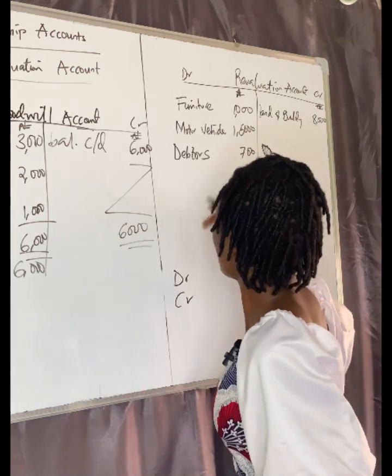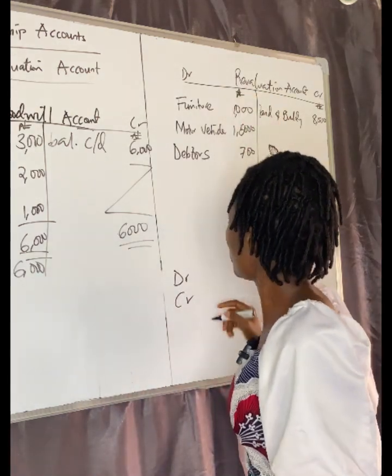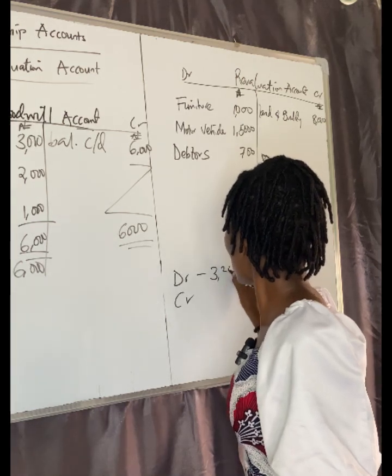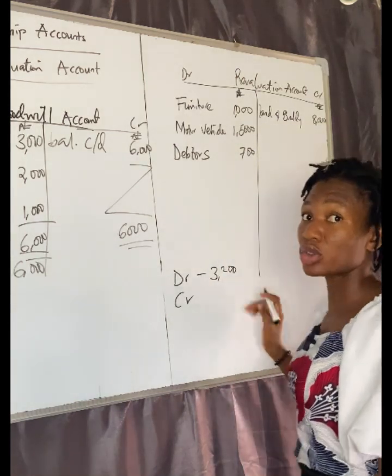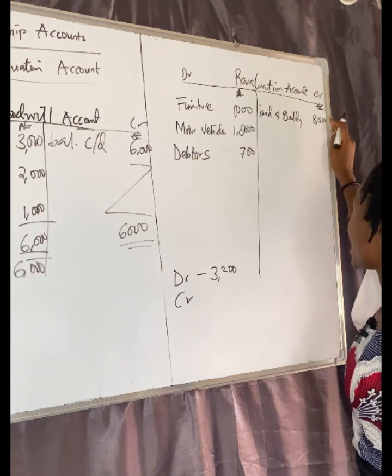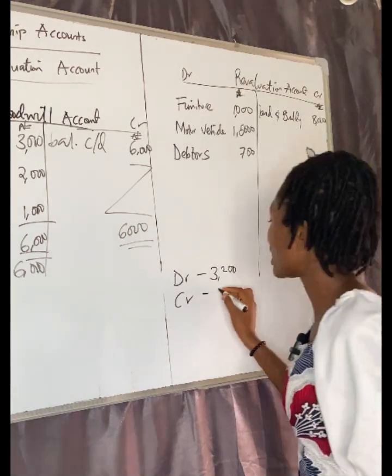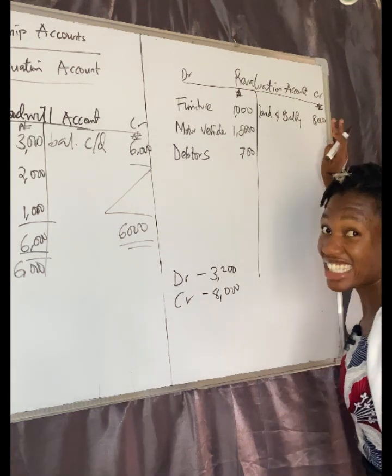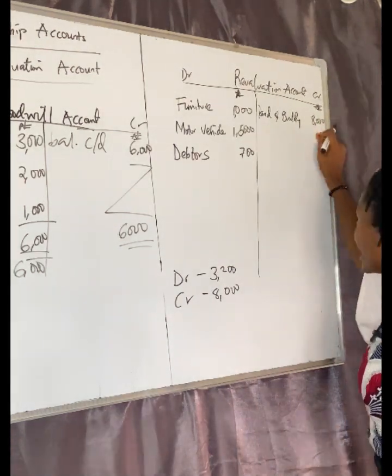All right. So for the debit side, we are having a total of 3,200. And then for the credit side, our total is just what? 8,000 naira. That means our credit side is higher than the debit side.